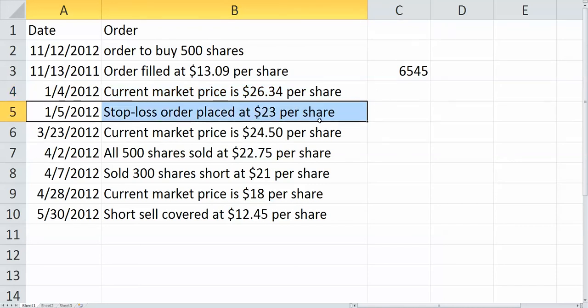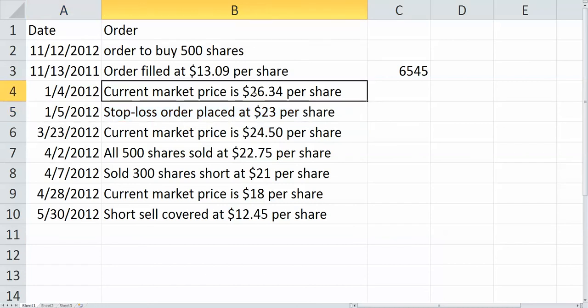Here I do place an order. It's a stop loss order, which means that if the price declines, right now it's at 26, or yesterday it was at $26.34 a share, and basically I'm worried that the price will start to decline and I will lose money versus what I could have earned had I sold it for $26.34, because remember, I bought it for quite a bit cheaper. So I place what's called a stop loss order to sell.